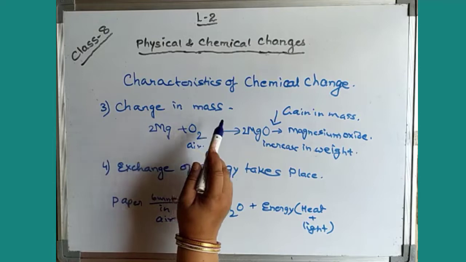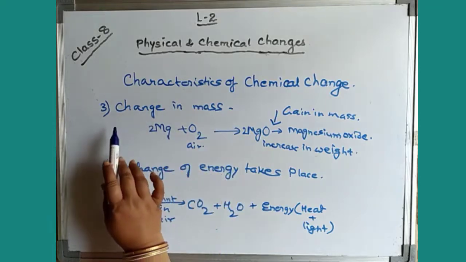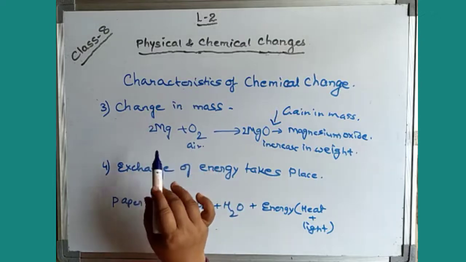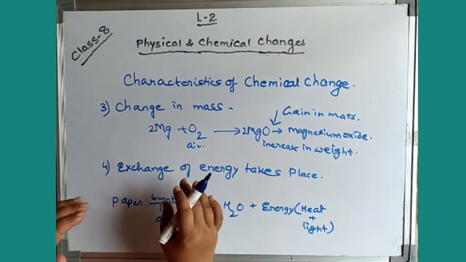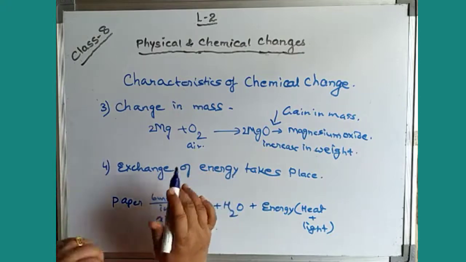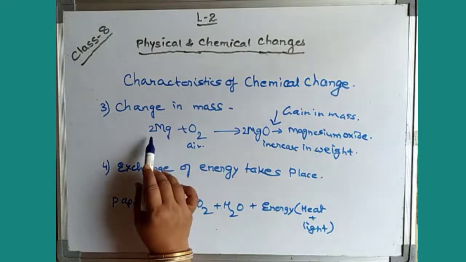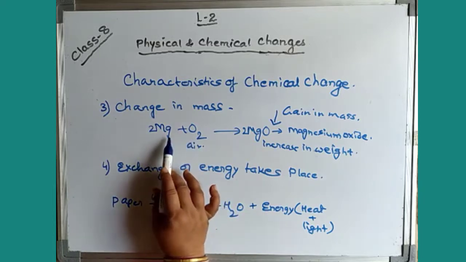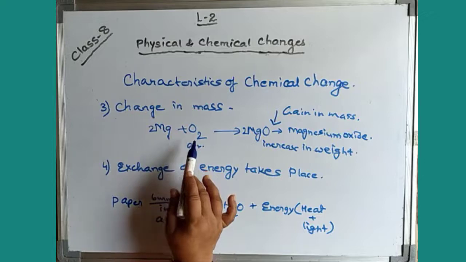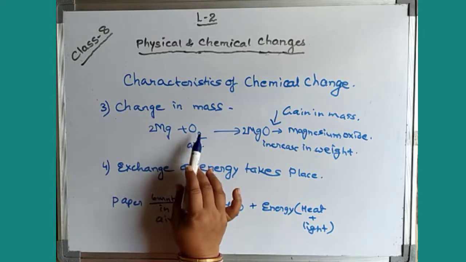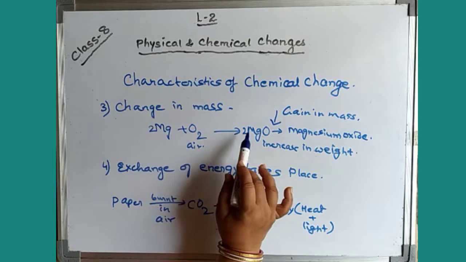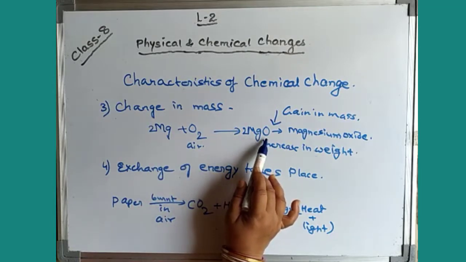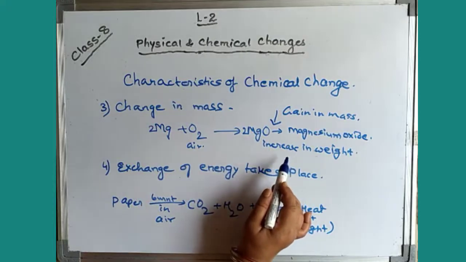The third characteristic we will see in a chemical change is that there is a change in mass. How will we see that? That means there should be a loss or gain in mass when the chemical reaction takes place. Let us take an example of this. When magnesium burns in open air, that means oxygen, which, you know, is needed for any burning, so when magnesium burns in air, with the help of oxygen, it changes to magnesium oxide.